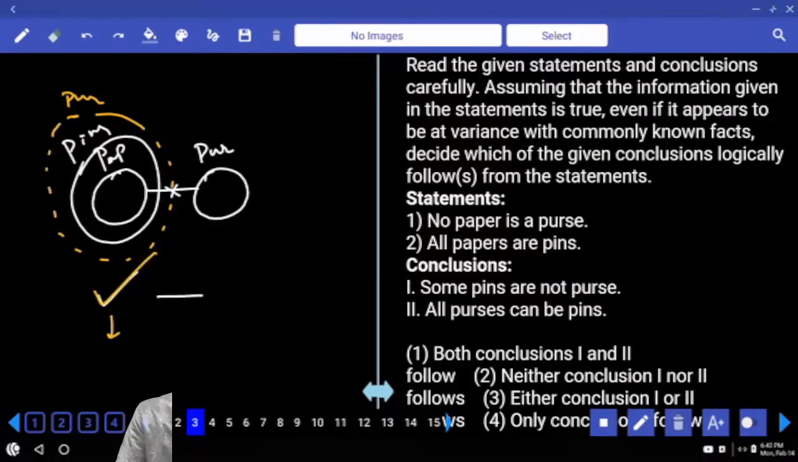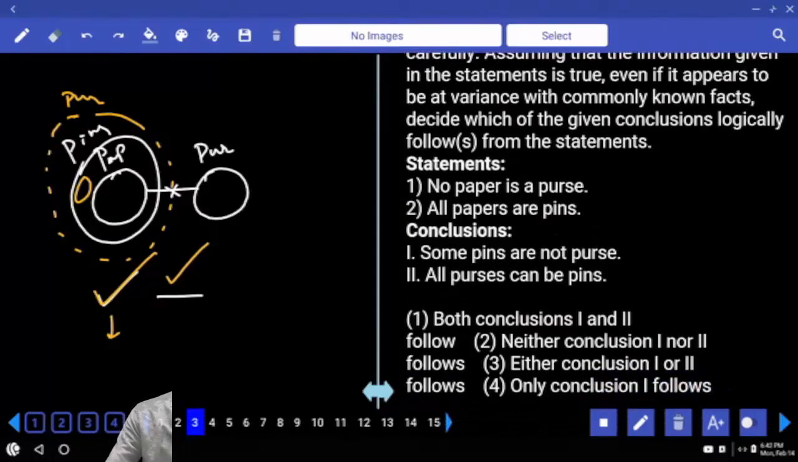Then coming to the next one, all purses can be pins. Purses and pins can be the same, isn't it? There is a chance of that happening. So what happens? Both 1 and 2. Both 1 and 2. And it is given in choice 1. Both 1 and 2, choice 1. Question number 3.